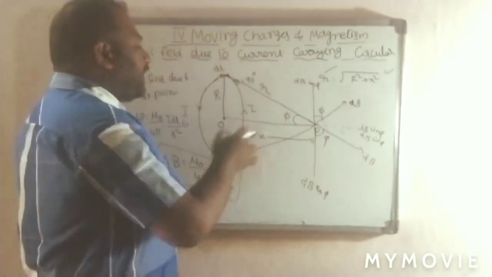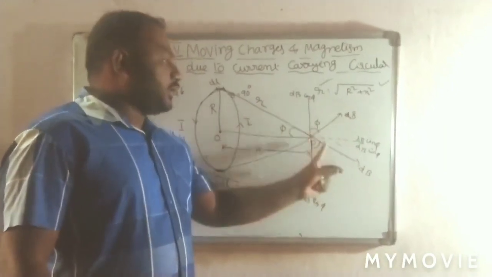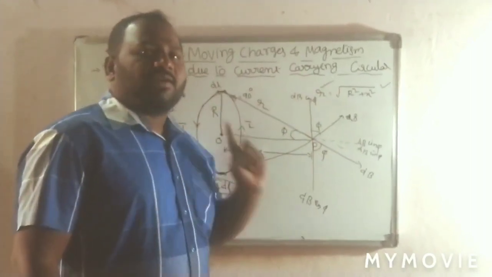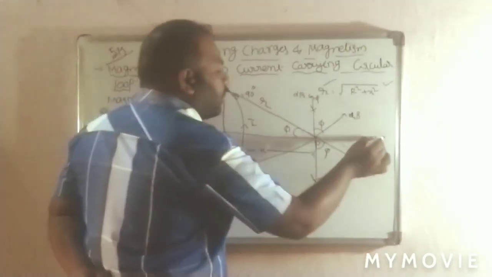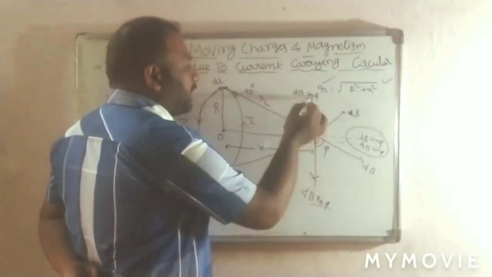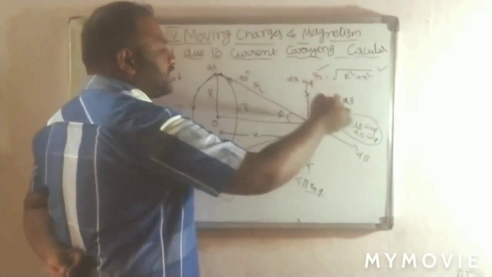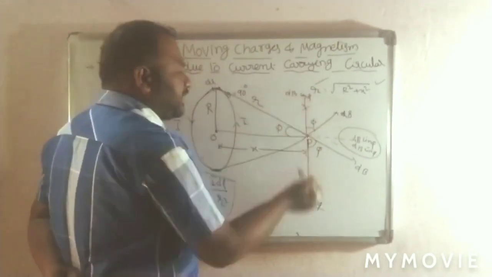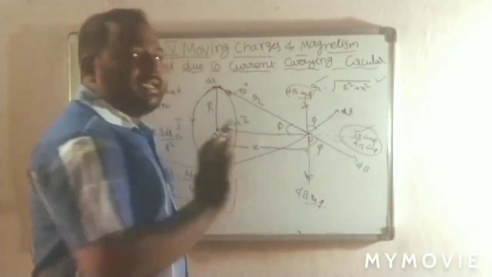So like that, every current element makes a magnetic field, and that magnetic field has two components: one is the horizontal component, another is the vertical component. When we observe, all the vertical components are cancelled and only the horizontal components are added. That is, the cos phi components are cancelled, because if you take any element, their horizontal components are in the same direction, whereas the vertical components are in opposite directions. So the cos phi components are cancelled, and we only consider the sin phi components.